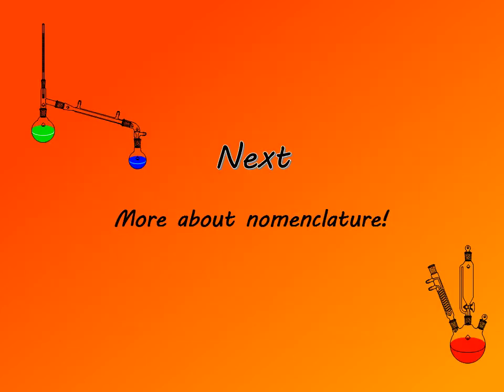And this ends this brief video on primary, secondary, tertiary, quaternary carbon atoms. And next we'll learn more about nomenclature. We'll look at nomenclature of compounds that contain functional groups.